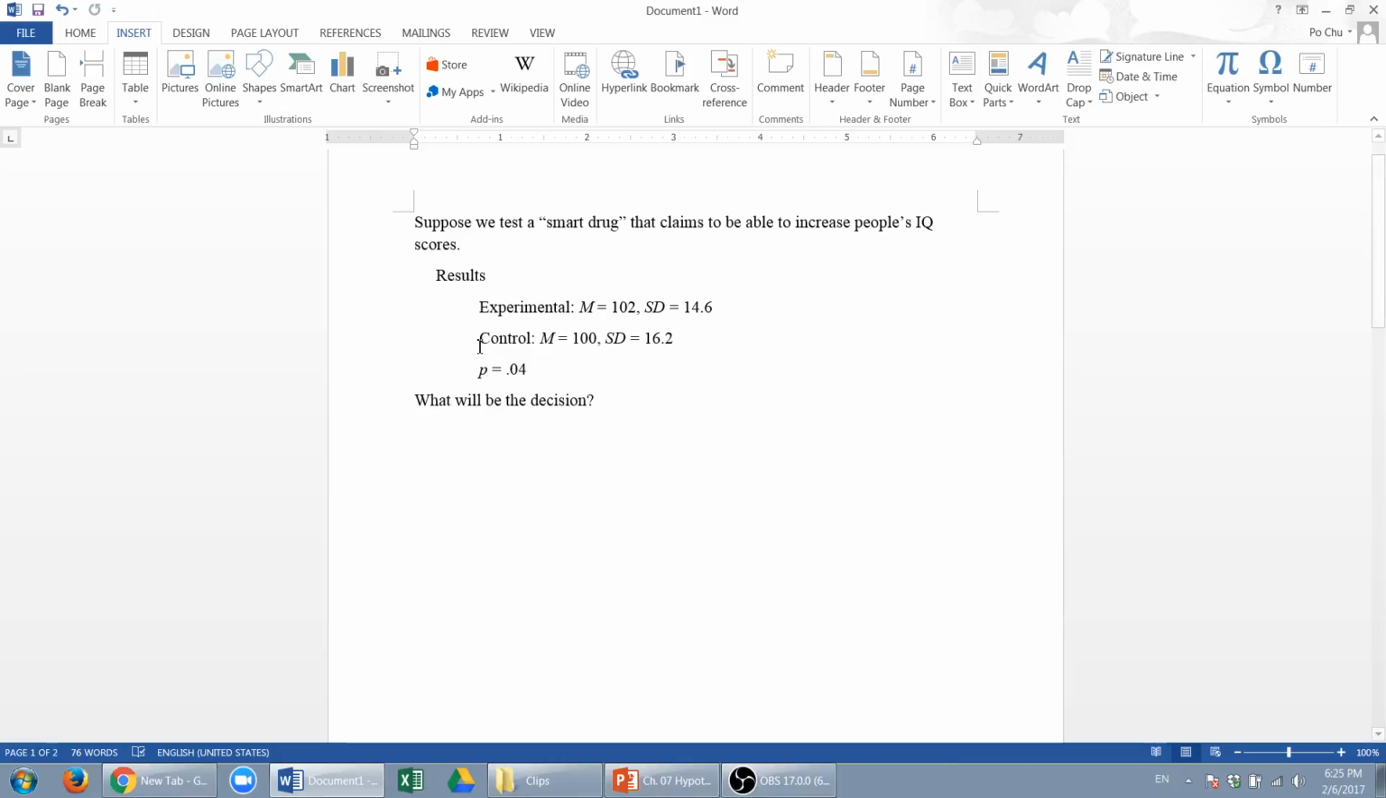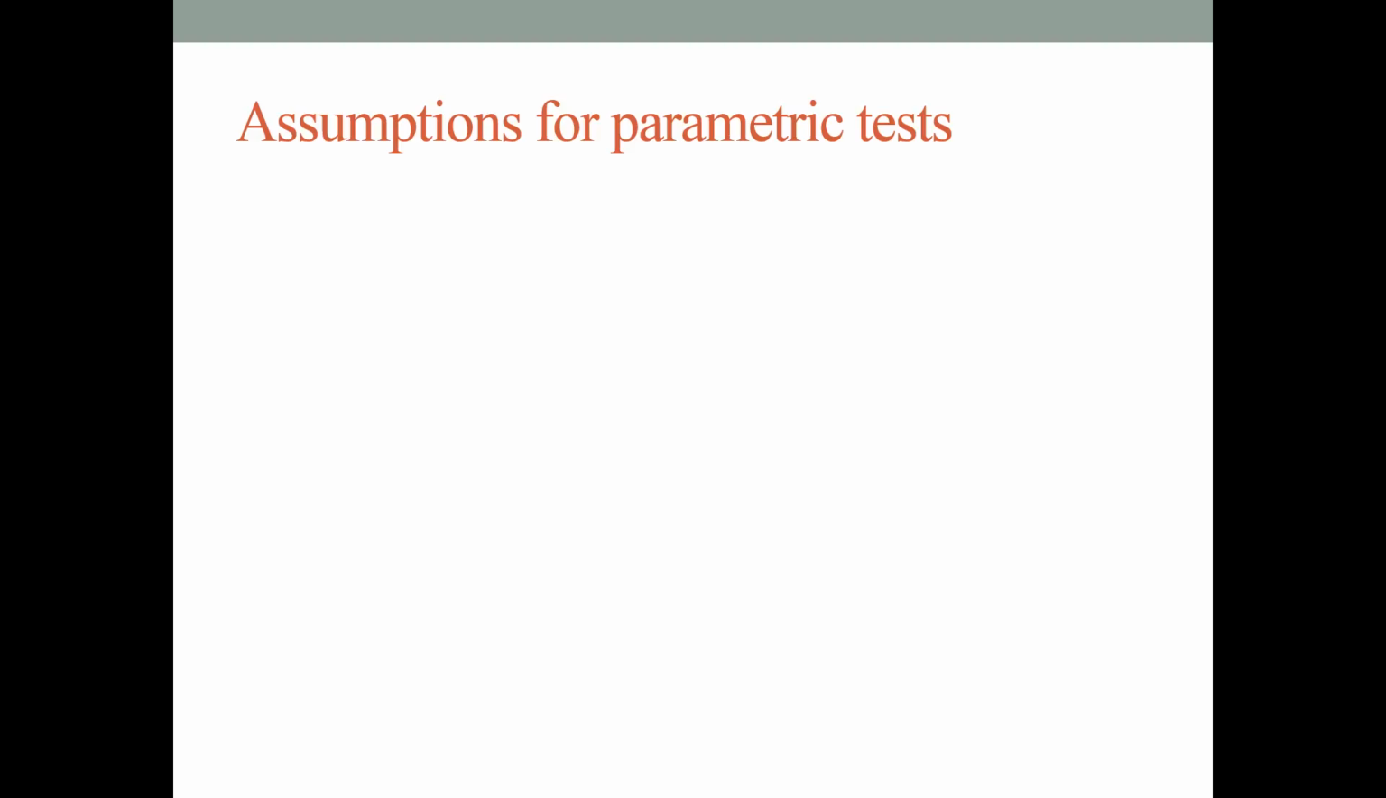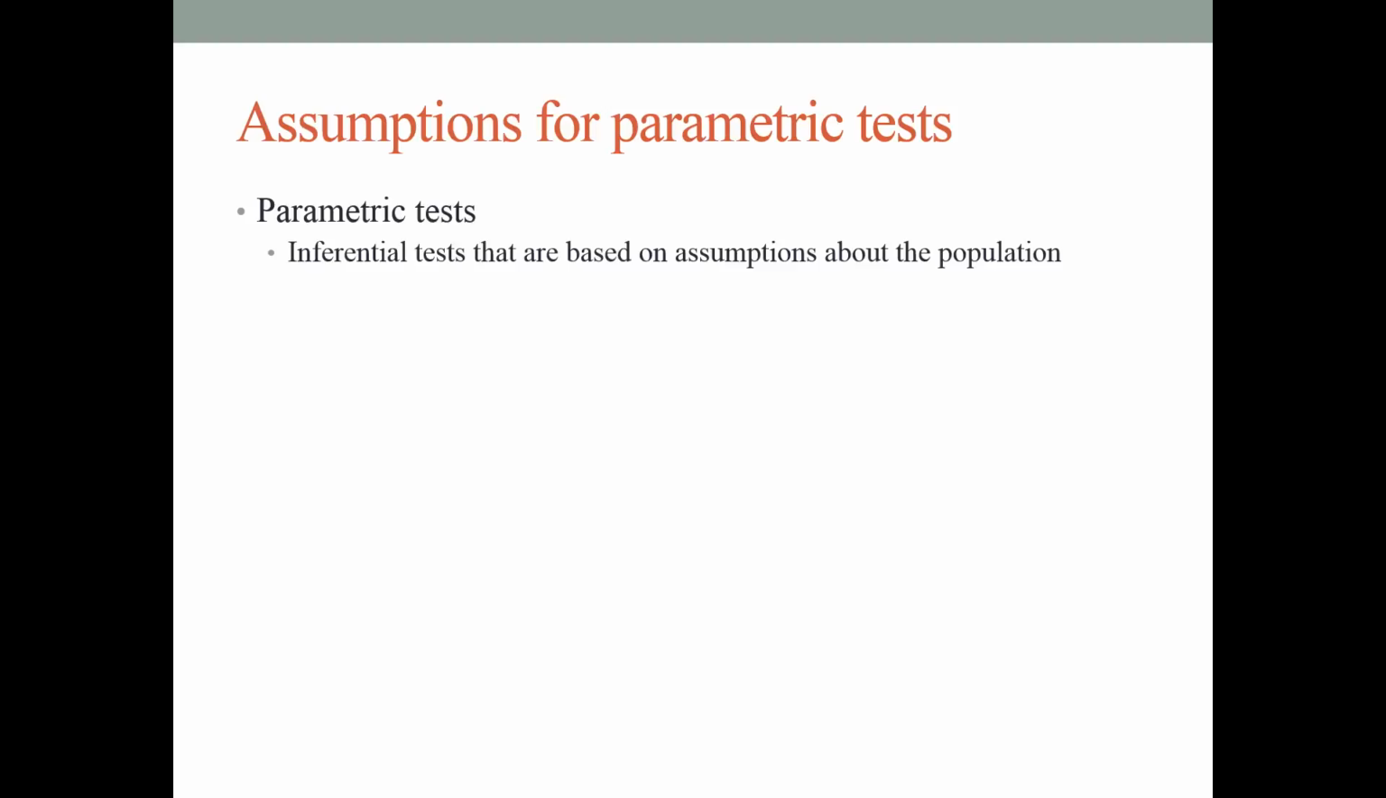Now the thing is, there are a lot of different tests for different situations. But the point is, all the tests have one thing in common. They all test hypotheses. More specifically, they test the null hypothesis. Now, the kind of test we want to talk about are called parametric tests. So let me show this. Okay, parametric test. The definition is inferential tests that are based on assumptions about a population. Now, what are assumptions?